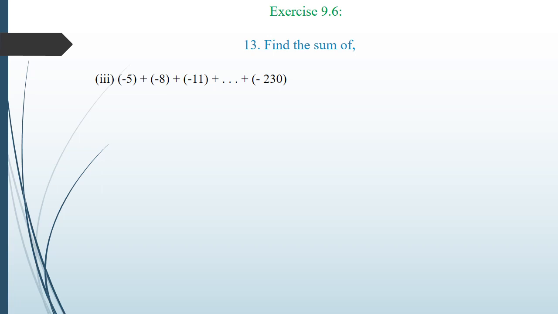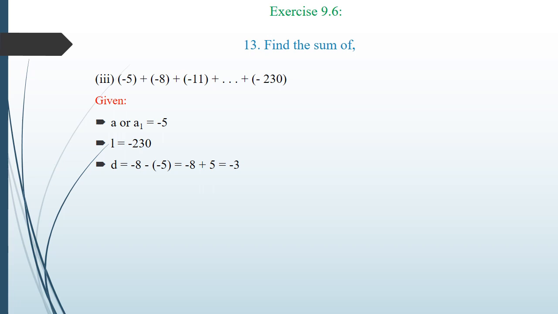This question is similar to the previous two questions that we just solved. Let us look into this problem and how we can proceed with it. First, let us note down all the given data. That is, first term a or a1 is equal to minus 5, last term l is equal to minus 230. And we need to calculate the common difference d, that is, second term minus first term.